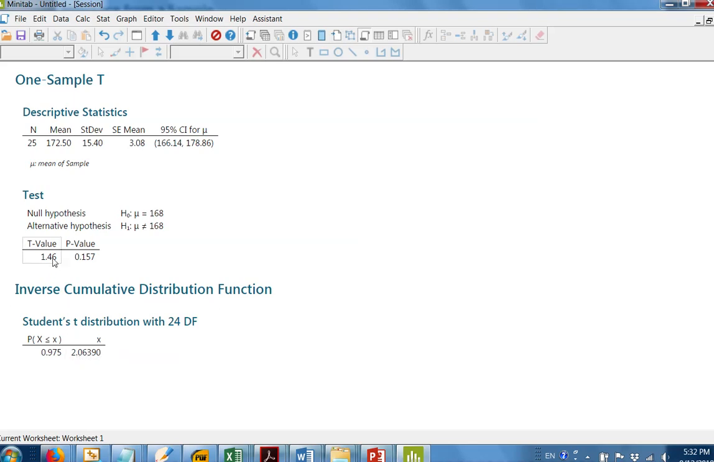You see, we will find the critical value here 2.0639. The t-value is less than the positive critical value, so we conclude that we have no evidence to reject H0. That's what we have for this example.